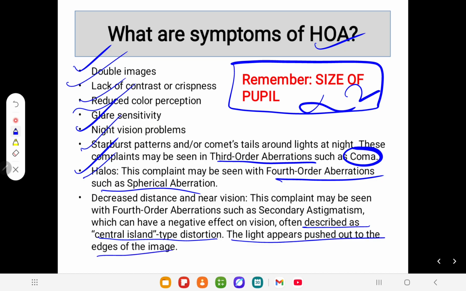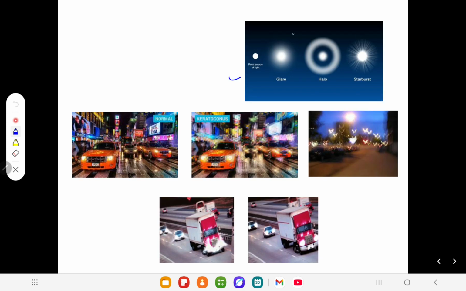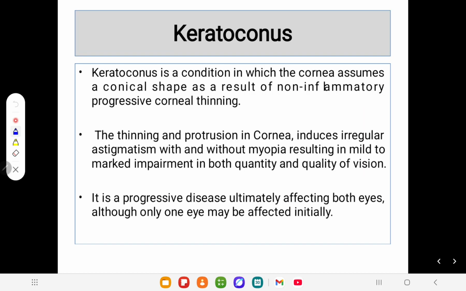So whatever it is, basically remember the high order aberration problem shoots up at night, especially because people dilate, and as the pupil dilates, aberration increases rapidly. So that's the basic thing you have to understand. Okay, so this is called glare, halos, and sunburst. You can see in this picture, isn't it a normal picture in keratoconus? Yes, it's basically these things.